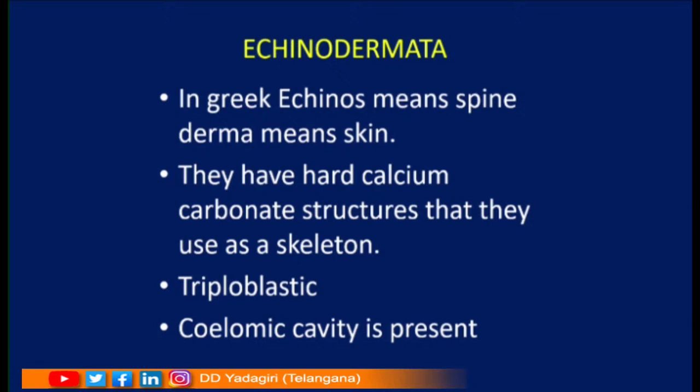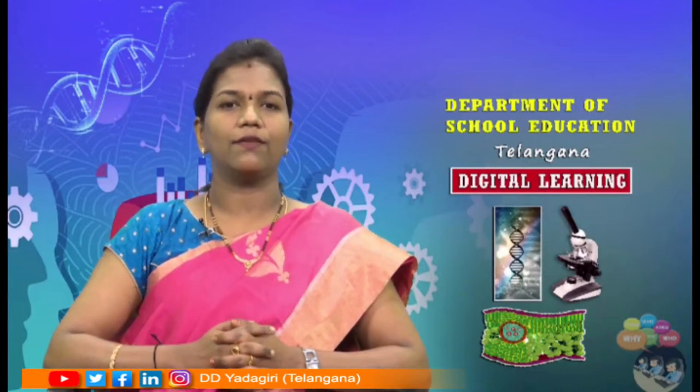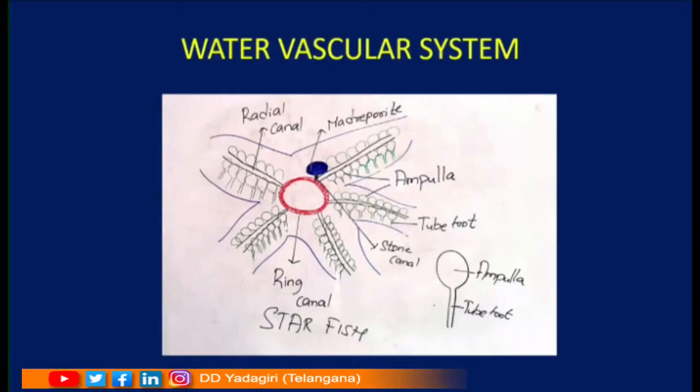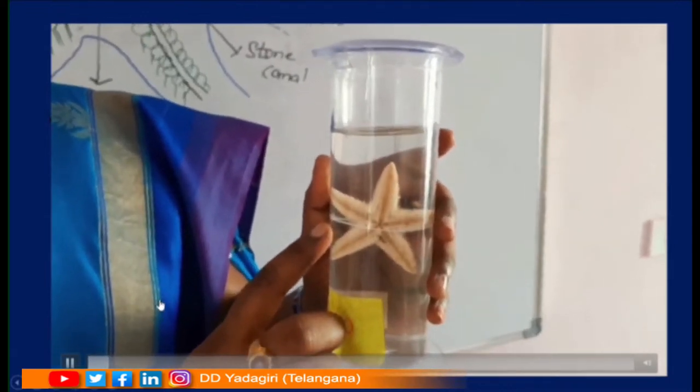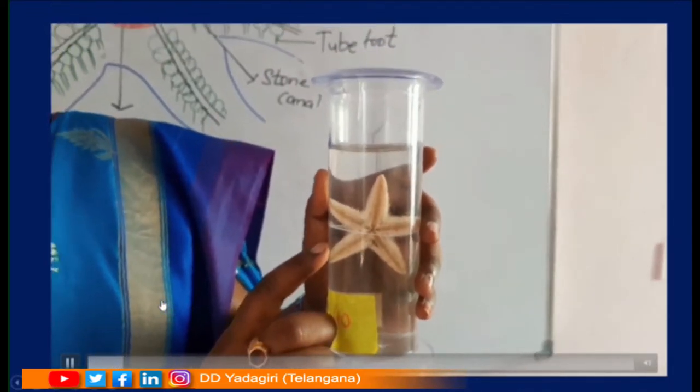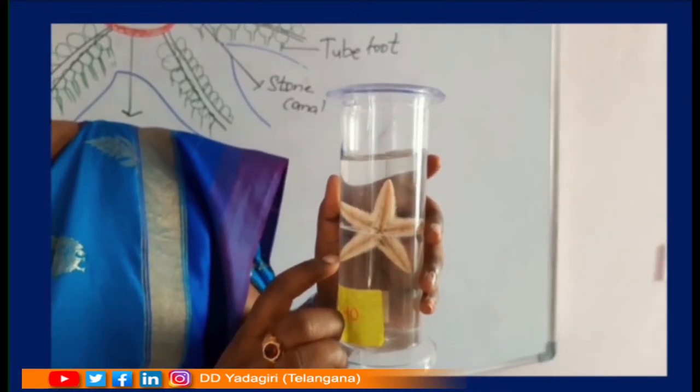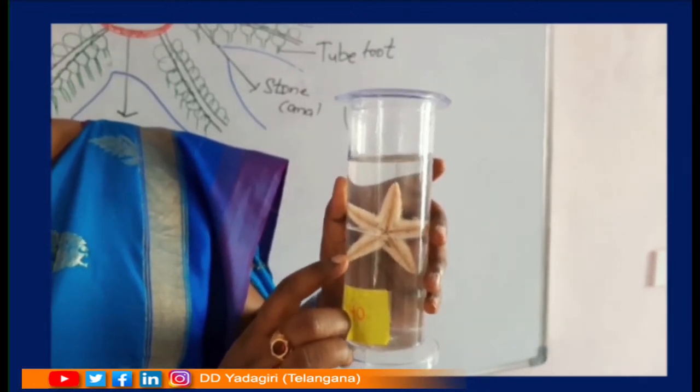They are triploblastic and a coelomic cavity is also present. So this is the water vascular system, children. You can see here the madreporite. For best understanding, let's see the video, children. You can see spine-like structures on the body, right? So this is what puts the starfish under echinoderms.